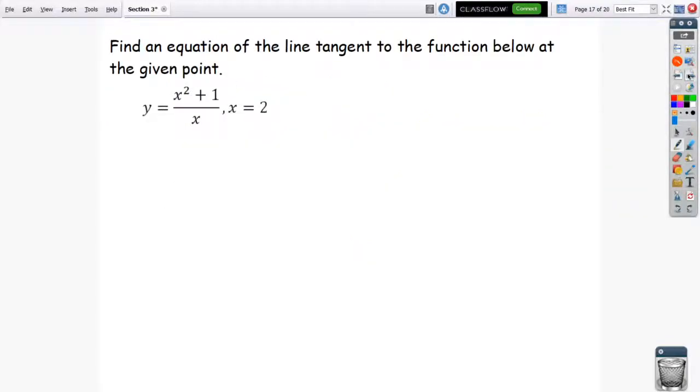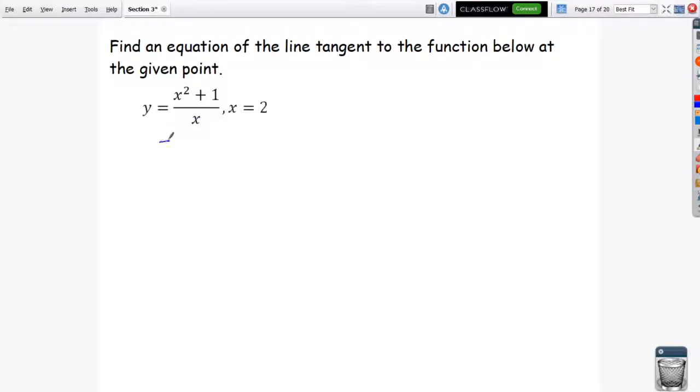Ooh, find the equation of the line tangent to the function below at the given point. Yikes, this scares me. So multiple ways that we can do this. One, I imagine that some of you recognize that we have a quotient here. Anytime you have fractions, you should really be thinking about the quotient rule. So that low d high minus high d low over low squared. So looking at that, you would have the low x times the d high would be 2x, so x times 2x minus x squared plus 1 times 1 all over x squared.